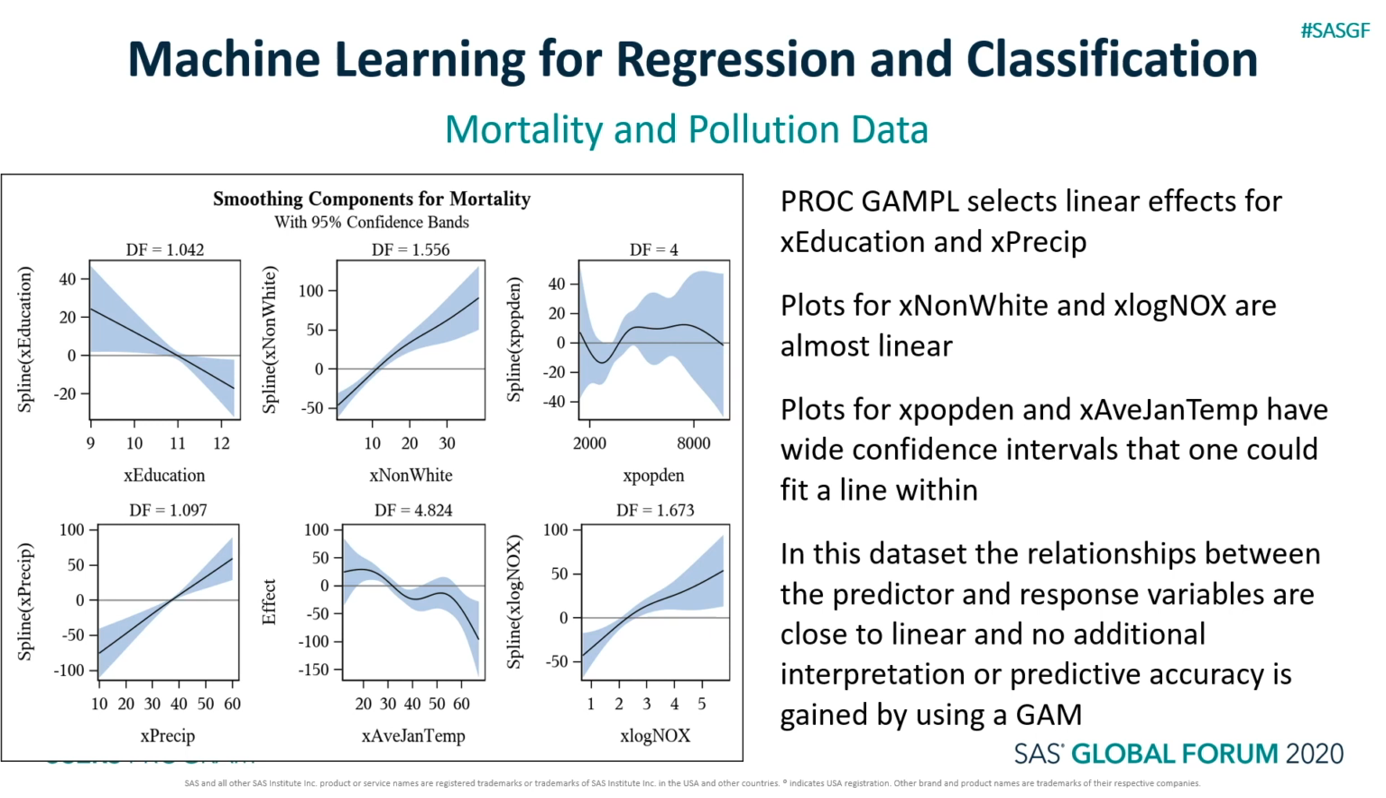But there are many data sets for which the relationships are at least approximately linear, and fitting much more complicated predictive procedures, such as a generalized additive model, really results in no benefit at all. And this is one of those data sets. So this is a data set in which the relationship between the predictor variables and the response variable are close to linear, and no additional interpretation or predictive accuracy is gained by fitting a generalized additive model. In many other applications, we do see some gain in accuracy by fitting a generalized additive model.